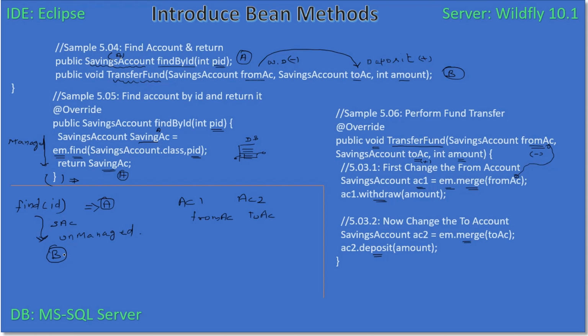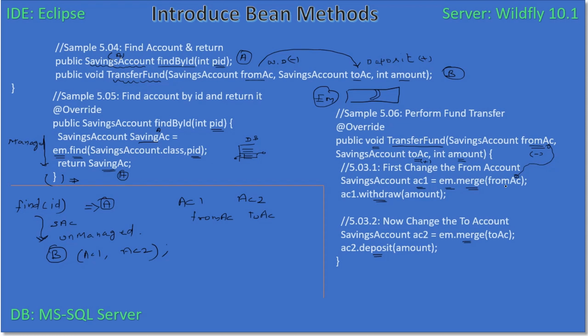And when the caller makes a call to method B, which is nothing but transfer fund, it will supply both the accounts AC1 and AC2. So AC1 and AC2 will be in the unmanaged state. So here on the caller side, it is in the unmanaged state, and when it gets passed to the managed bean, inside the method also the instances from AC and to AC will both be in the unmanaged state. So that's why what we are doing here, em.merge, we are making a call. So this will convert this from account. We cannot say convert.